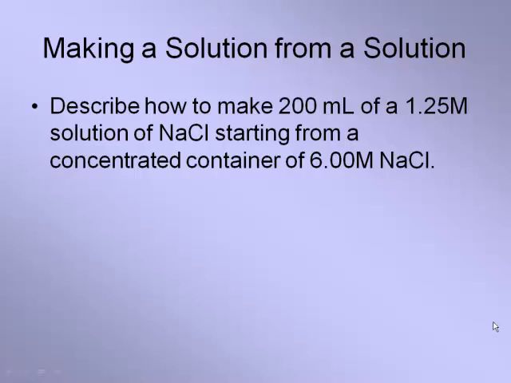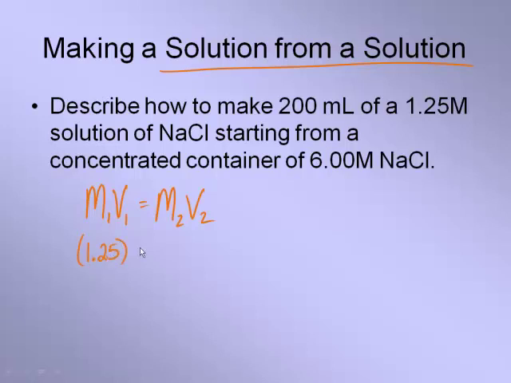The formula you're going to use anytime you're making a solution from a solution is this formula. M1 V1 equals M2 V2. Okay, this is molarity times volume equals molarity times volume. It doesn't matter which one is the 1 and the 2, as long as the information goes together. So whatever comes first in the problem, I always classify as ones. So it says, describe how to make 200 milliliters of a 1.25 molar solution. So my molarity here will be 1.25. My volume, of course it's in liters, is 0.20.